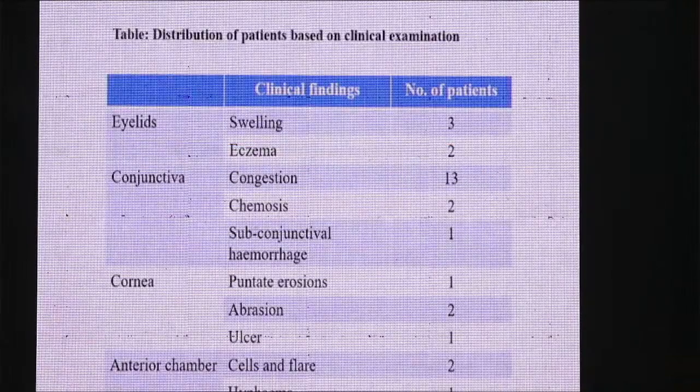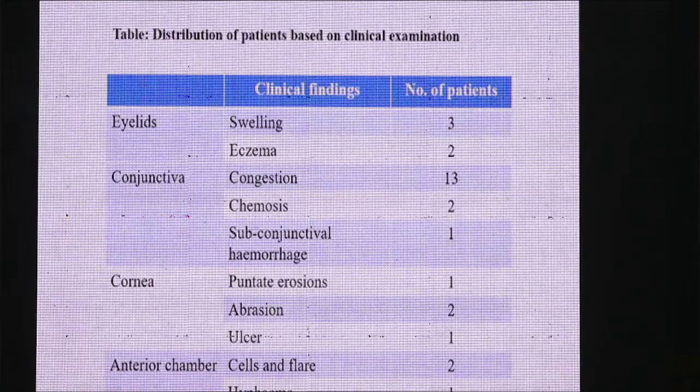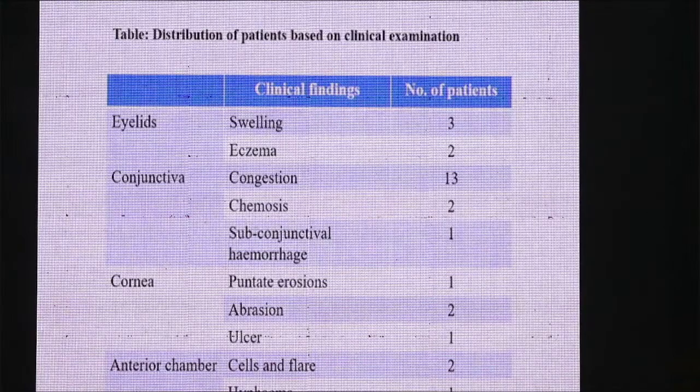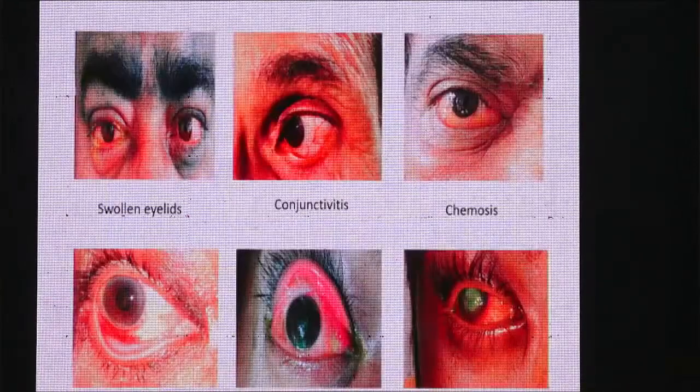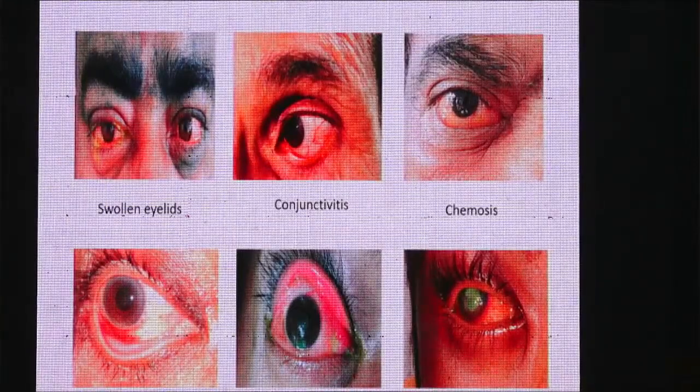On examination, the following findings were noted. In the eyelids, swelling was seen in 3 patients, eczema of the eyelid skin in 2 patients. Conjunctival congestion was seen in almost all the patients, chemosis in 2 patients, subconjunctival hemorrhage in 1. In the cornea, punctate erosions were seen in 1 patient, abrasion in 2 patients, and ulcer in 1. In the anterior chamber, cells and flare was seen in 2 of the patients, and hyphema following balloon injury in 1 patient. Here are some of the pictures of the patients.